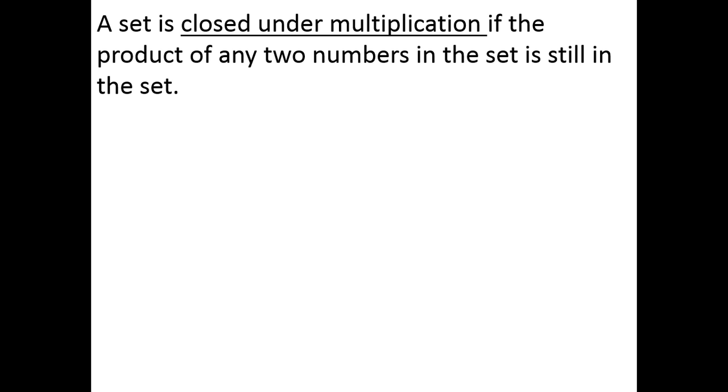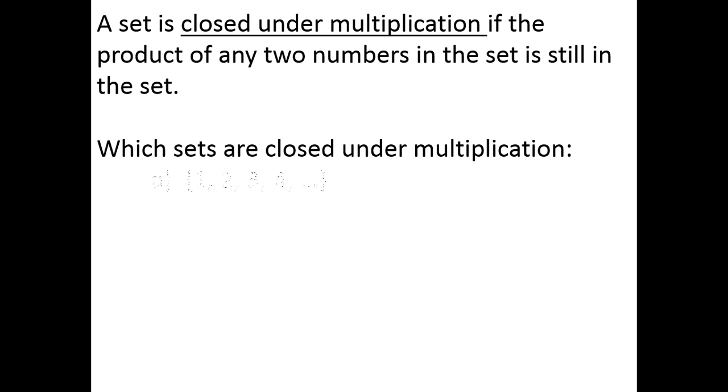There's a little bit of other terminology we're going to talk about. The first is the idea of closure. A set is closed under multiplication if the product of any two numbers in the set is still in the set. So for example, if we have this set, 1, 2, 3, 4, these are the counting numbers, and we want to know if it's closed under multiplication, what we're really asking is if we multiply any two numbers in this set together, do we always get something that's in the set? If we multiply any two counting numbers, do we always get another counting number? And the answer to that is yes. So this would be a closed set under multiplication.